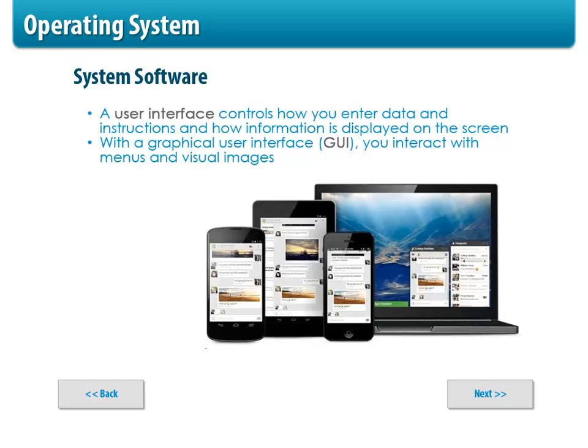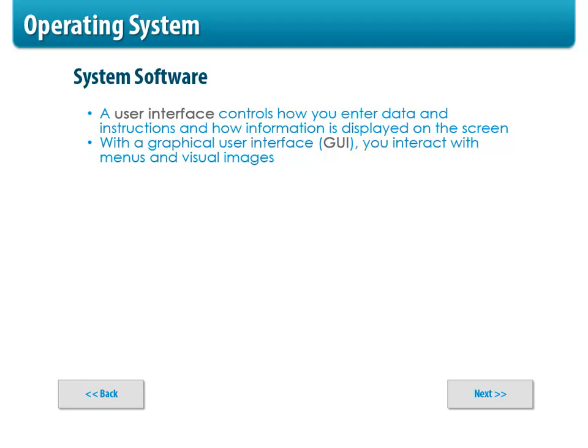Before we break down and look at some OSs, we still have to have some terminology. There's user interface controls. Basically, it's the click screen. It's the instructions on how the information is displayed. We use graphical user interface, which is GUI.